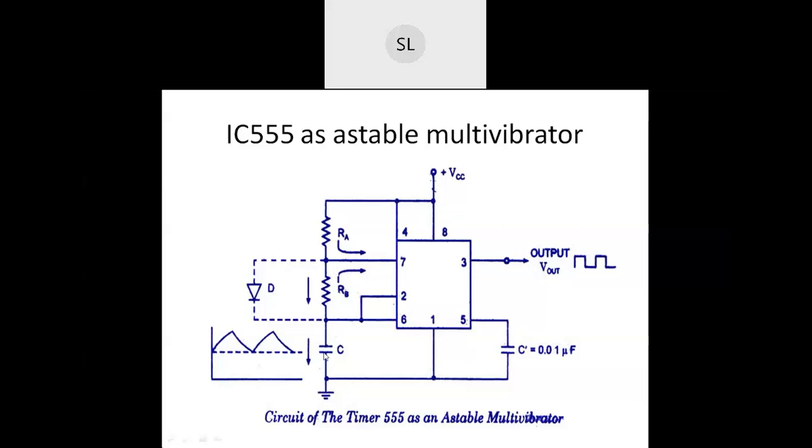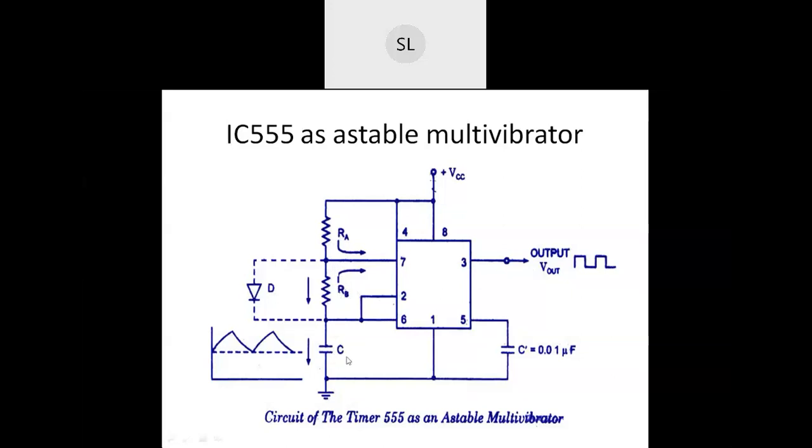Now let us try to understand how this circuit will work. Okay, now as soon as the supply voltage has been applied across the circuit, what will happen? The capacitor C will start charging towards VCC through resistors RA and RB. Okay, now as soon as the voltage across this capacitor reaches 2/3 VCC, it will stop charging and it will start discharging. Now when the capacitor is charging, the output of this timer will be high.